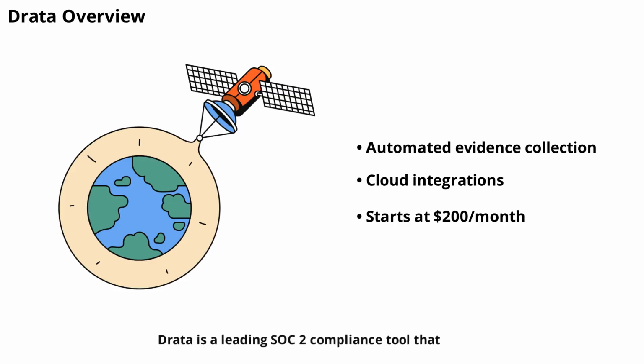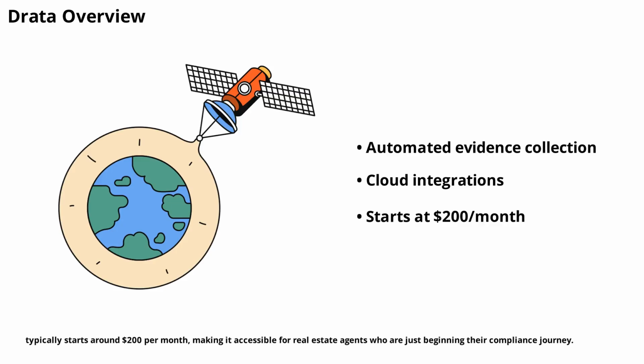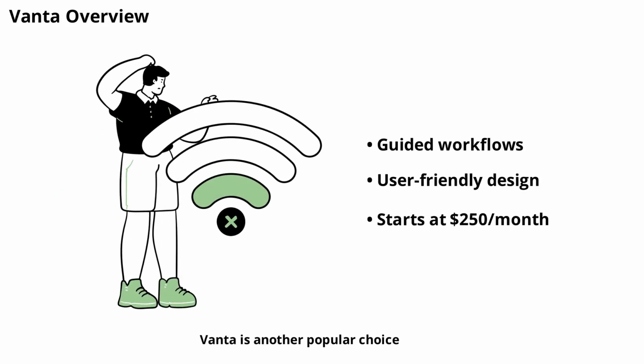Drata is a leading SOC 2 compliance tool that automates much of the evidence collection and monitoring process. It's known for its intuitive dashboard and seamless integrations with cloud services. Pricing for small teams typically starts around $200 per month, making it accessible for real estate agents who are just beginning their compliance journey.